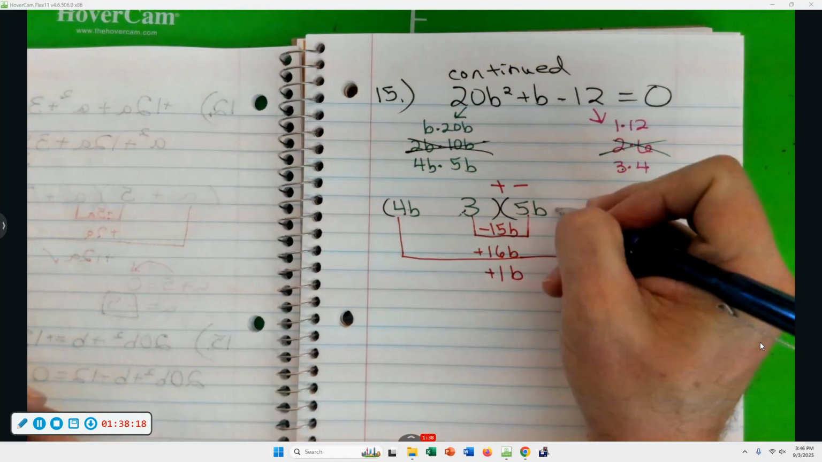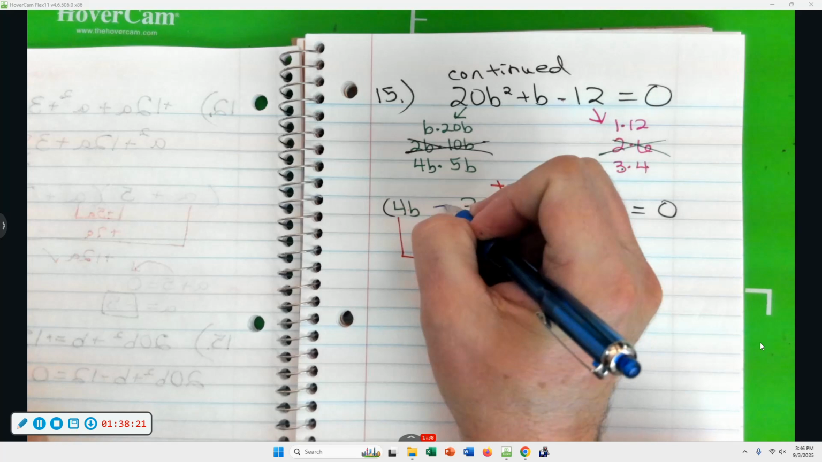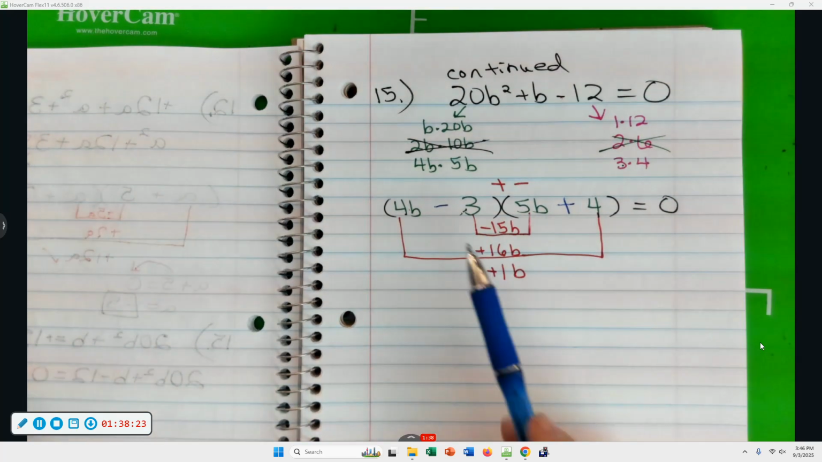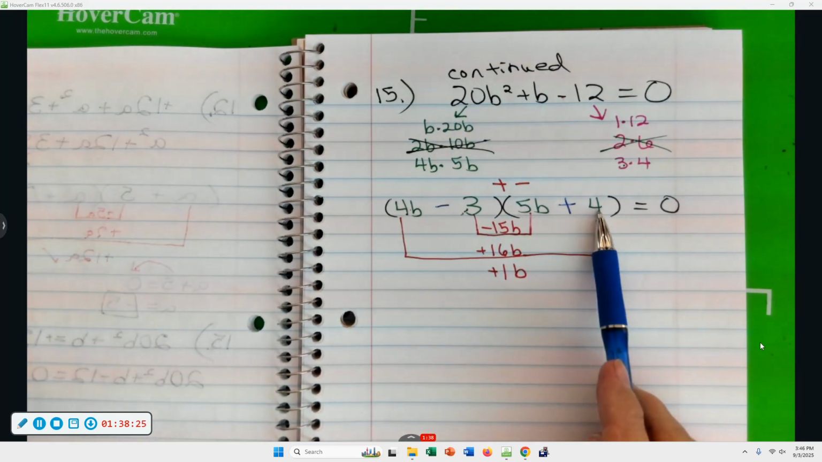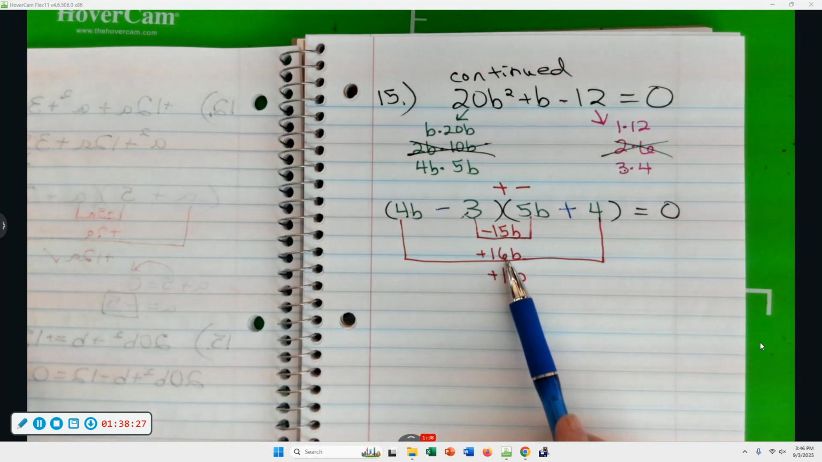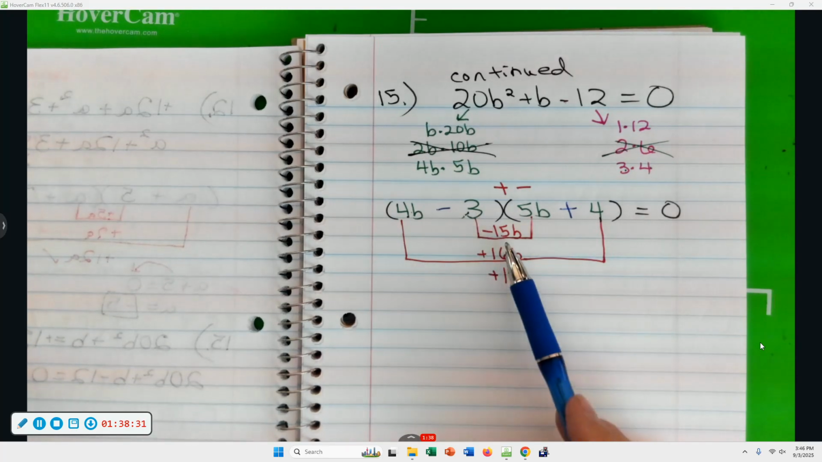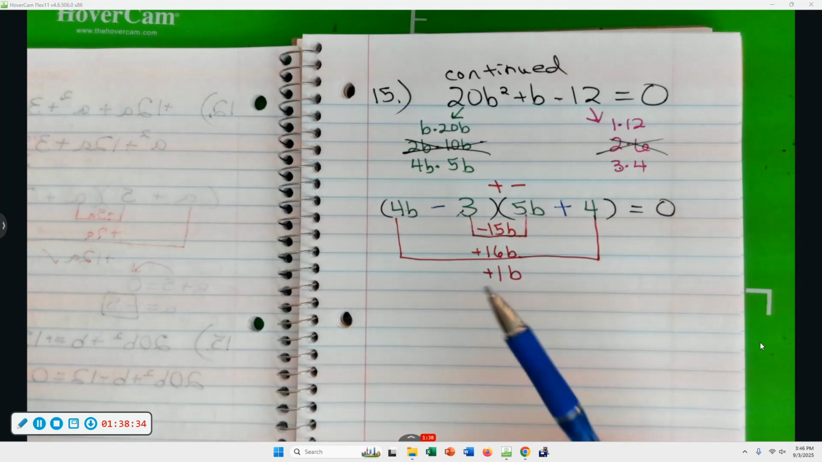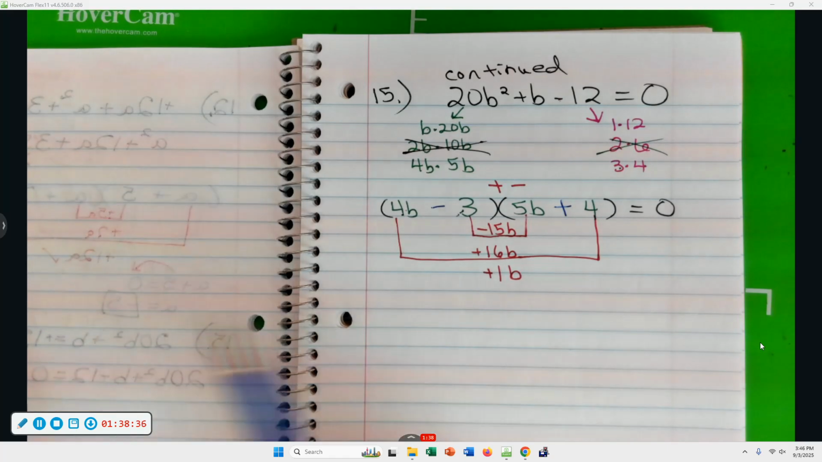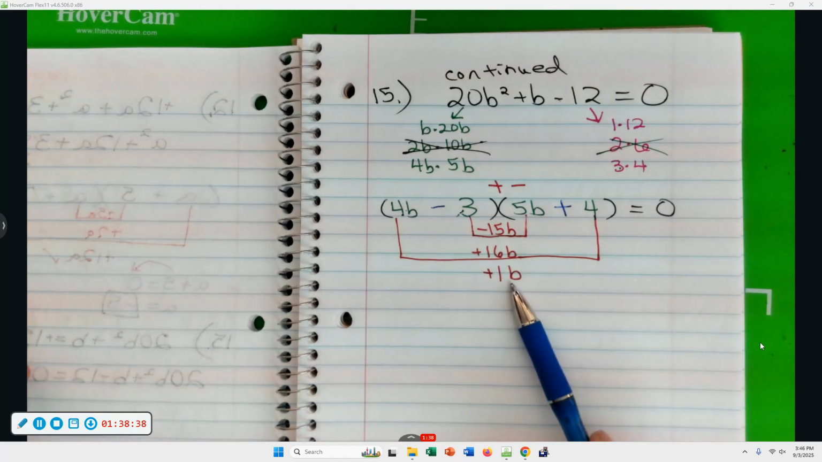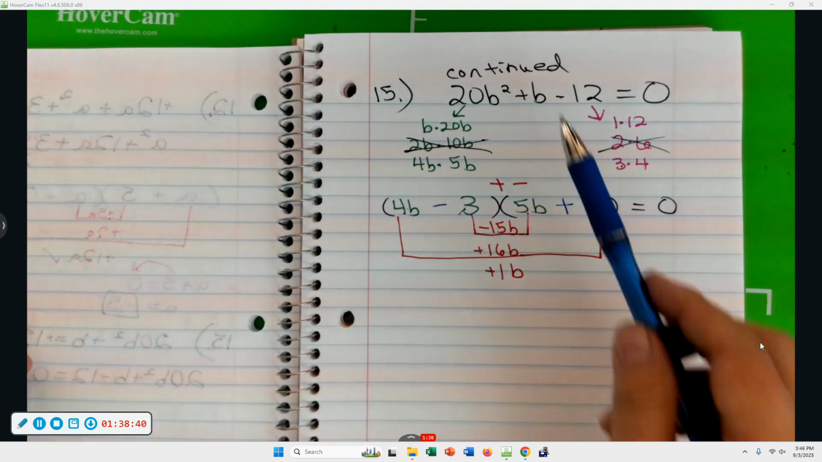I agree. The plus should go there, the minus should go there. And check. 4b times a positive 4 is a positive 16b. Negative 3 times 5b is a negative 15b. Yes. And the outer and inner now combine to give us the positive 1b that we needed.